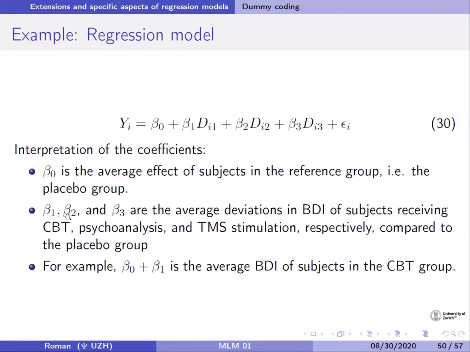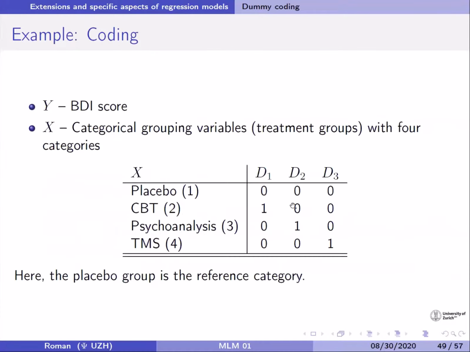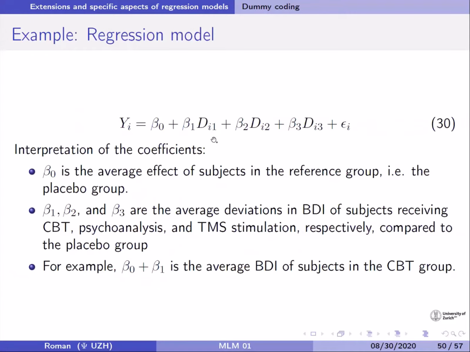Now, beta 1, 2, and 3 are the average deviations in BDI of subjects receiving each of the other treatments, respectively. So, dummy-coded group 1 here is going to be CBT. So this is a comparison of the mean difference between the CBT group and placebo. This is the mean difference between the psychoanalysis group and placebo. And D3 will be the comparison of the TMS treatment group and the placebo.